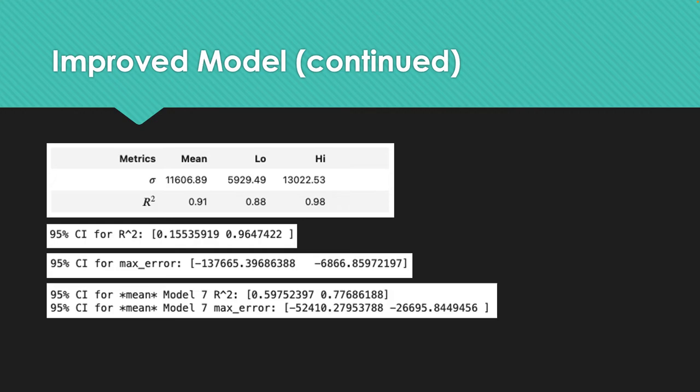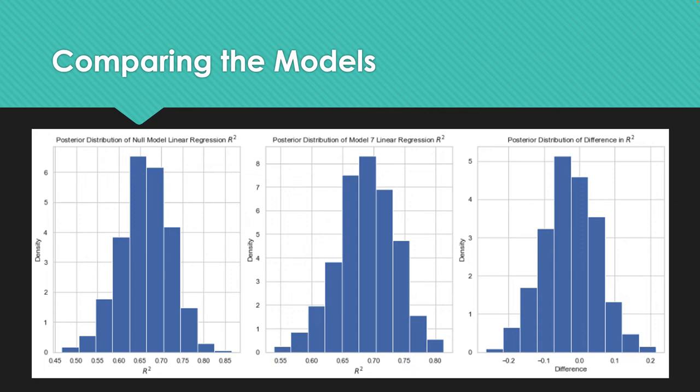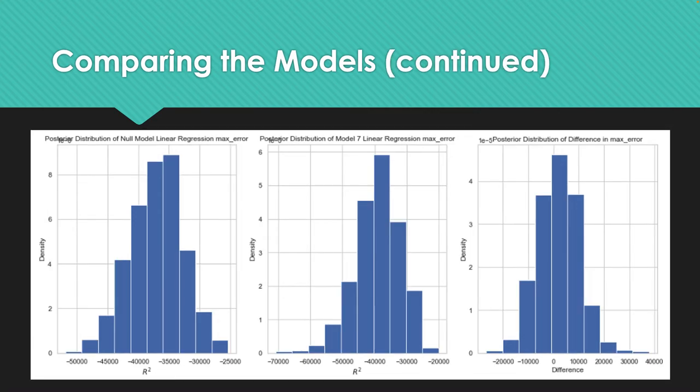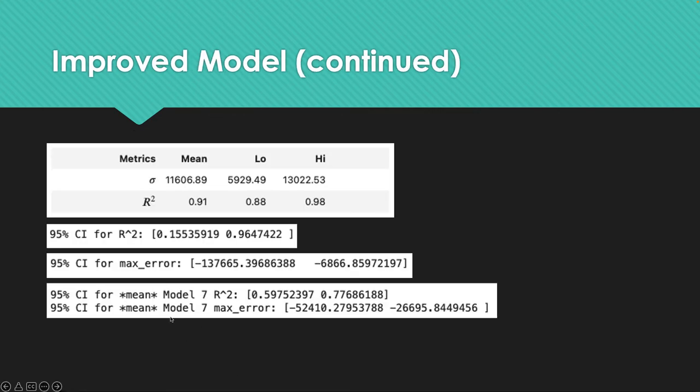And then the actual 95% confidence interval for the mean r squared of this model is 0.597 to 0.776, and then the mean max error for this model was negative 52,410 to negative 26,695. And the name of this model just comes from the number of iterations that I went through to actually create it, hence Model 7 is the name.